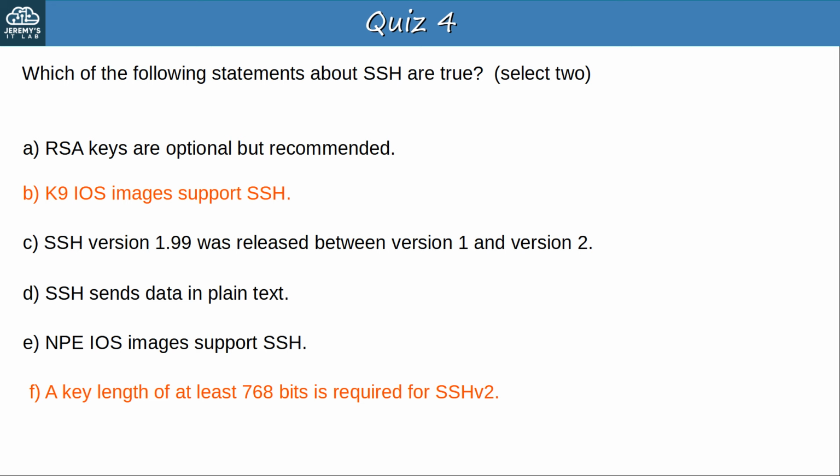RSA keys are required to enable SSH, so A is incorrect. SSH version 1.99 isn't an actual SSH version. It is used to refer to a device that supports both versions 1 and 2, so C is incorrect. SSH does not send data in plain text. It encrypts the data, so D is incorrect. And NPE IOS images do not support cryptographic features like SSH, so E is incorrect. Okay, let's go to question 5.